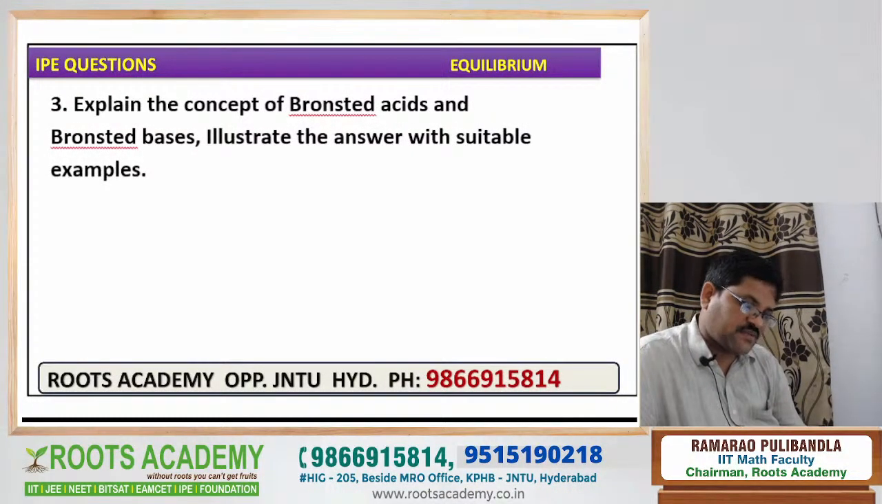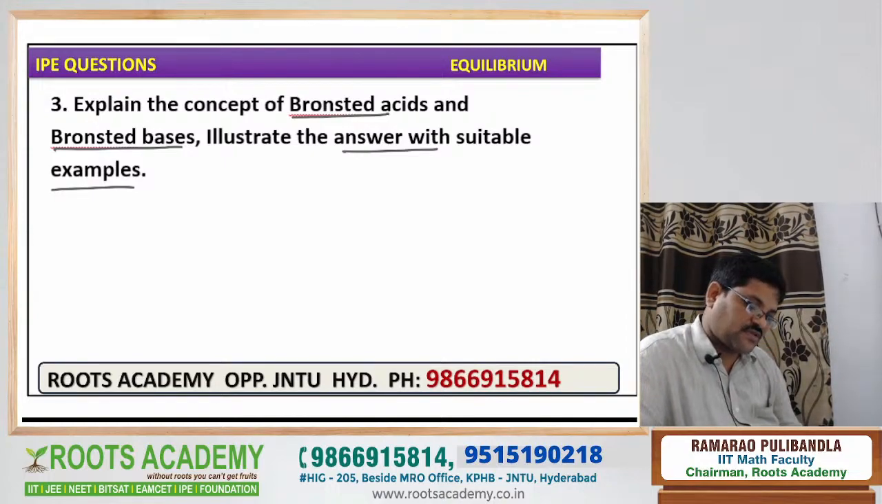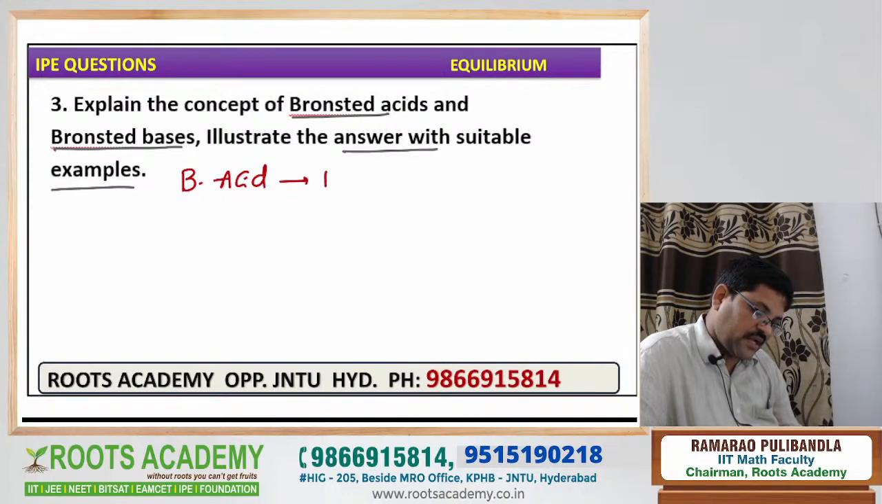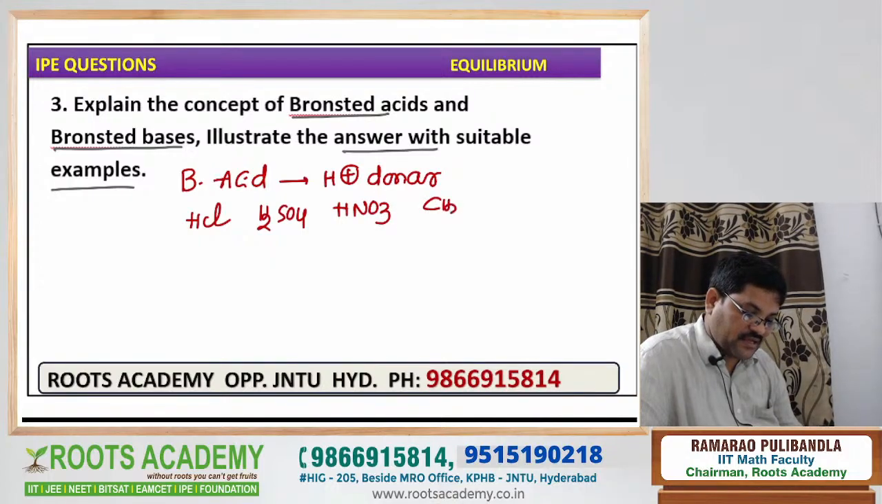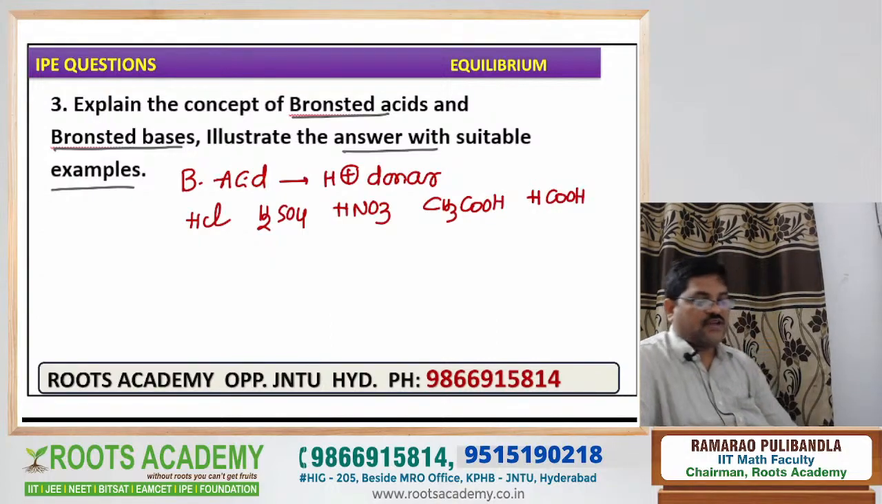Okay. Now we have come to the concept of acids and bases. Explain the concept of Bronsted acids and Bronsted bases, and illustrate the answer with suitable examples. Now see, first of all, what is a Bronsted acid? Simple logic. A Bronsted acid means an H plus donor. Examples of H plus donors: hydrochloric acid, sulfuric acid, nitric acid, acetic acid, and formic acid are all examples of Bronsted acids.